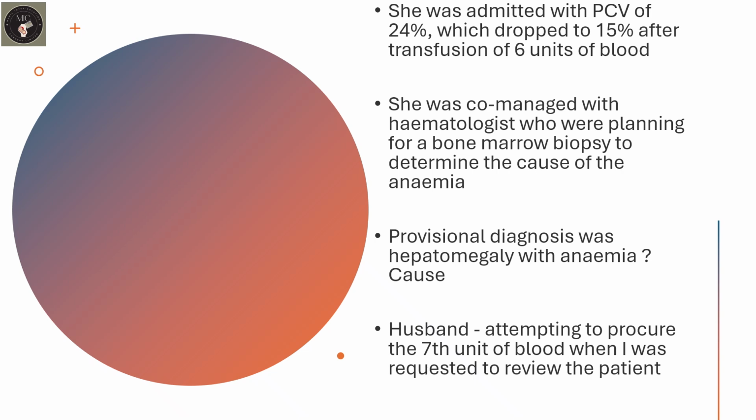She was admitted with a packed cell volume of 24%, which dropped to 15% after transfusion of 6 units of blood. She was co-managed with the hematologists who were planning for a bone marrow biopsy to determine the cause of the anemia. The provisional diagnosis then was hepatomegaly with anemia recurrence. The husband was about to procure 7 units of blood when I was requested to review the patient.